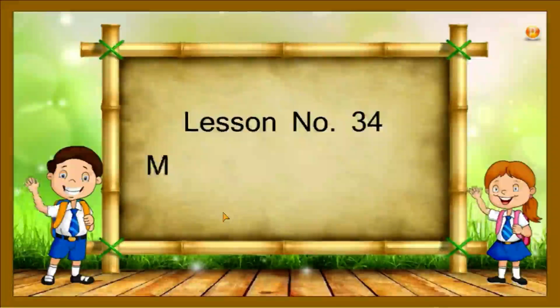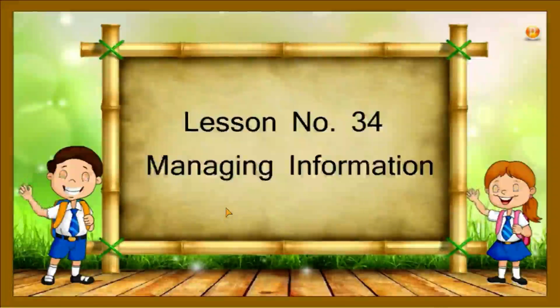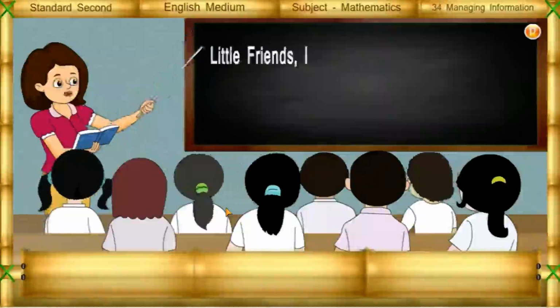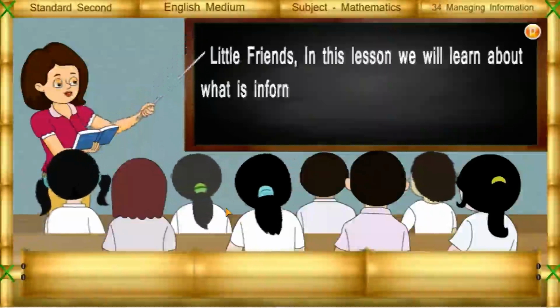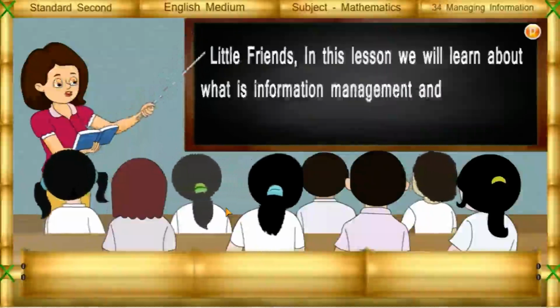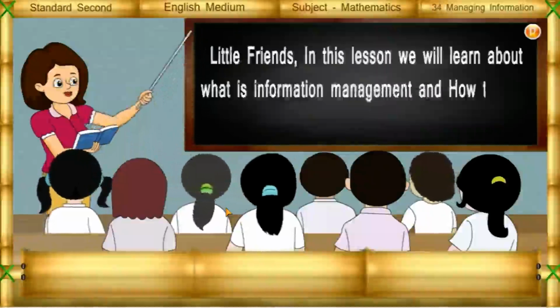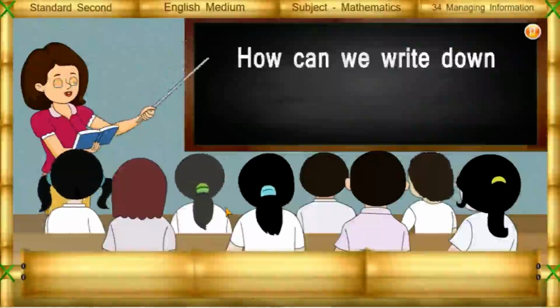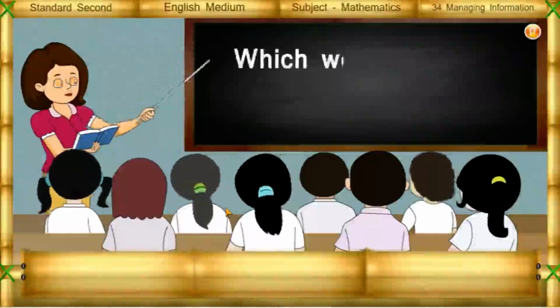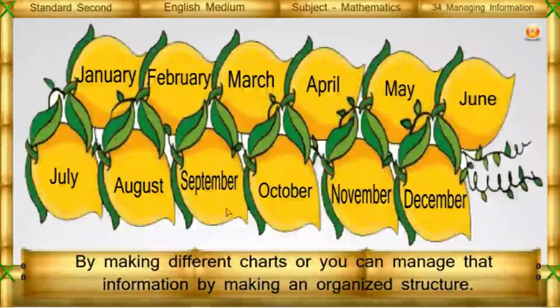Managing Information. Little friends, in this lesson, we learn about what is information management and how to do it. How can we write down the information properly, which we have about? By making different charts, or you can manage that information by making an organized structure.